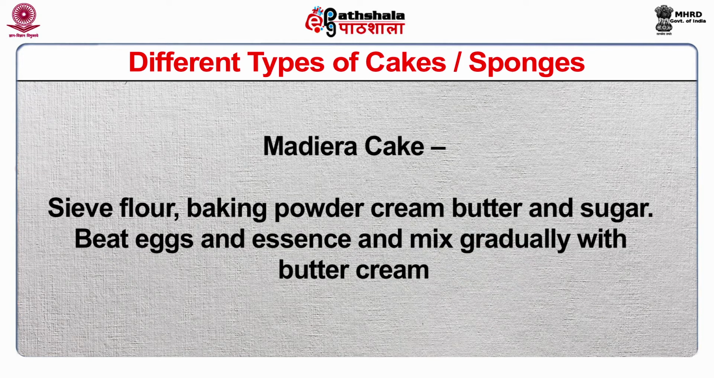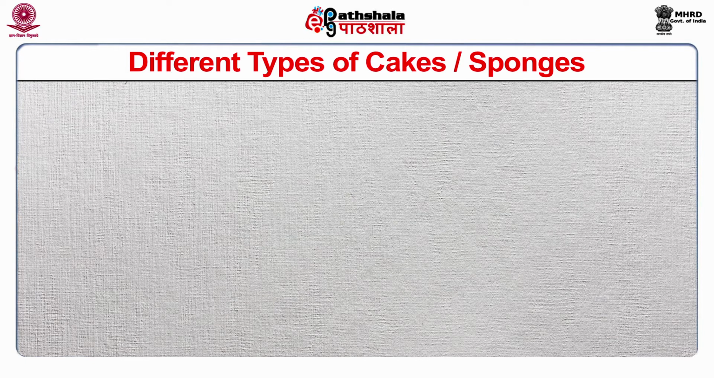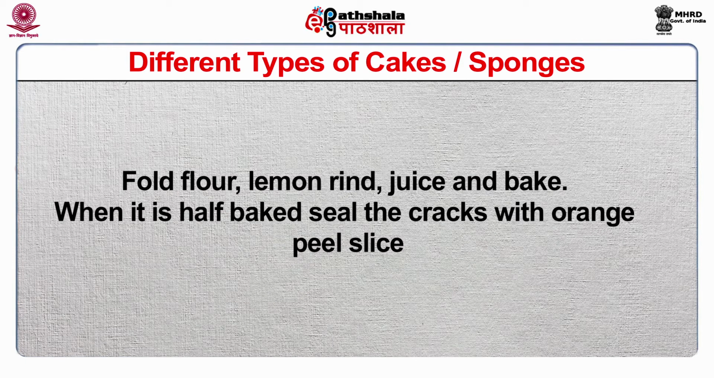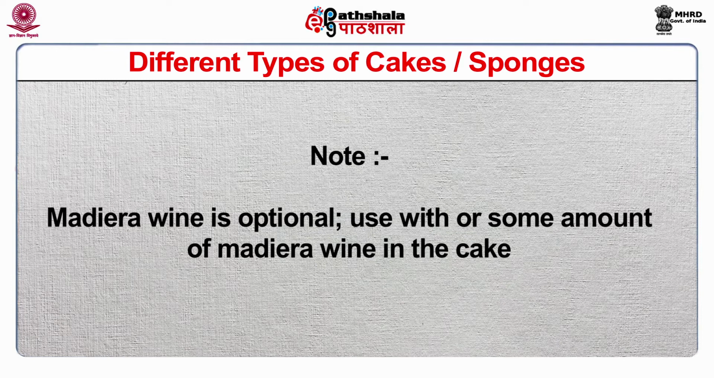Madeira cake. Sieve flour and baking powder, cream butter and sugar. Beat eggs and essence and mix gradually with the buttercream. Fold in flour, lemon rind and juice, and bake. When it is half baked, seal the cracks with orange peel slices. It is to be noted that Madeira wine is optional. Use it with or without some amount of Madeira wine in this cake.